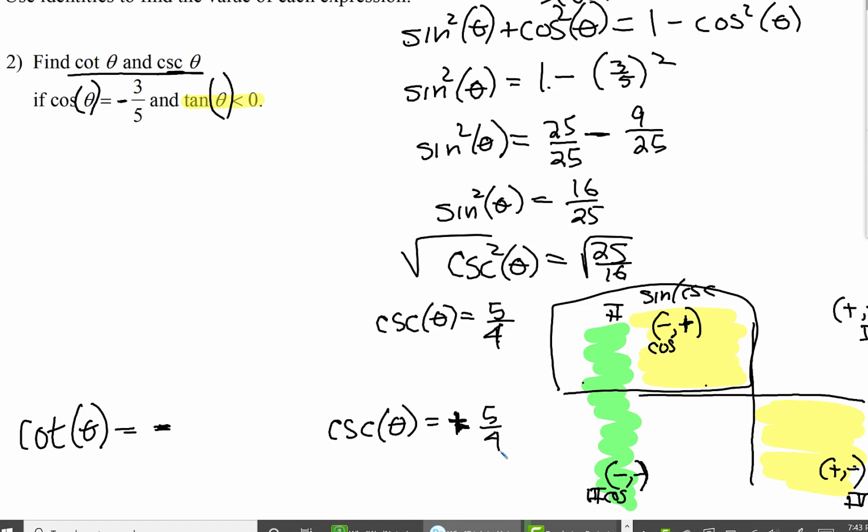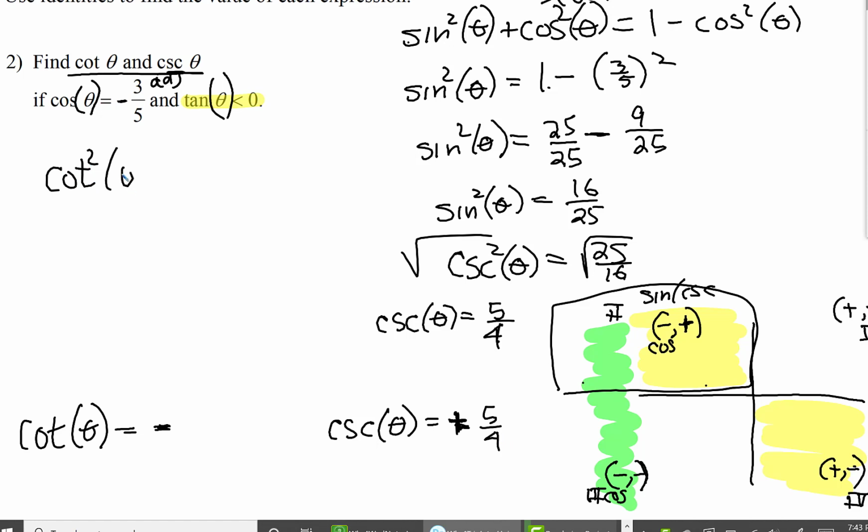Okay, and oh, look at what we know. Now, as long as you show me one of the Pythagorean theorems, that's enough. You don't have to show me both. We don't have to write cotangent squared plus 1 is equal to cosecant squared, but we could because we now know cosecant. Let's go ahead and do it that way.